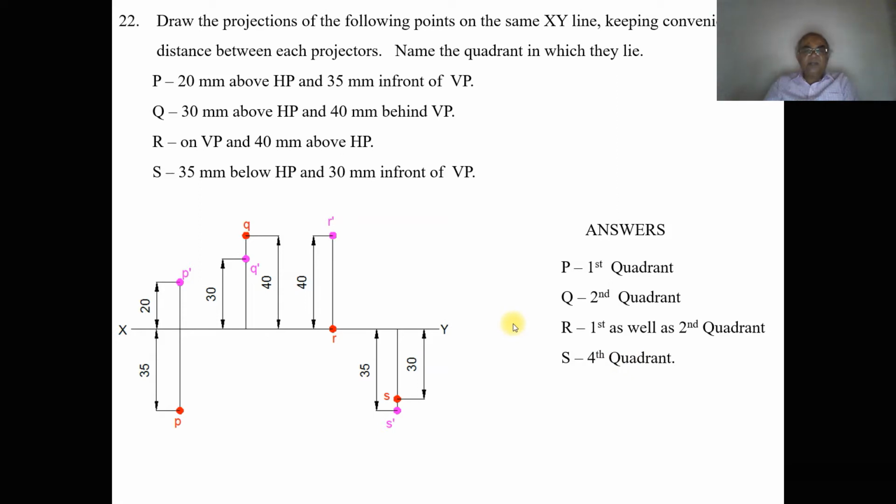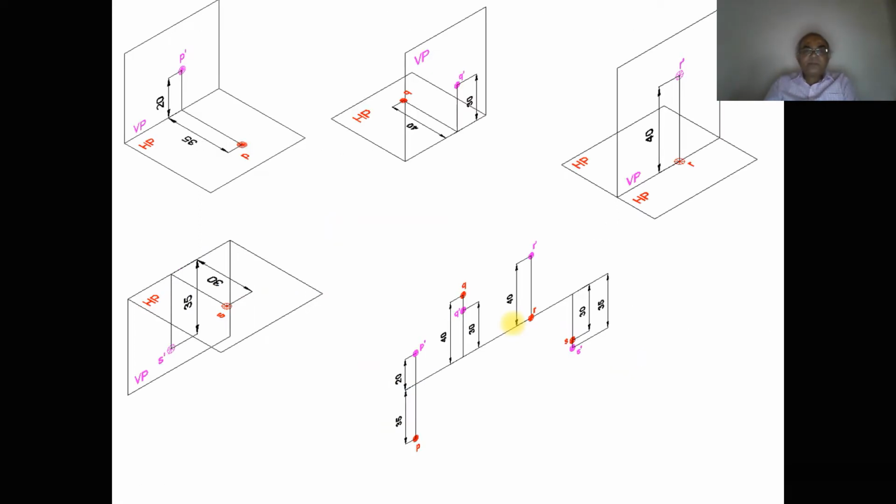Now we will try to analyze this problem. To do that, first we go for 20 mm above HP and 35 mm in front of VP. When you look from the front view, above HP is seen in the vertical plane. So 20 mm above HP. And when you look from the top view, we can see the distance 35 mm in front of VP, seen in HP.